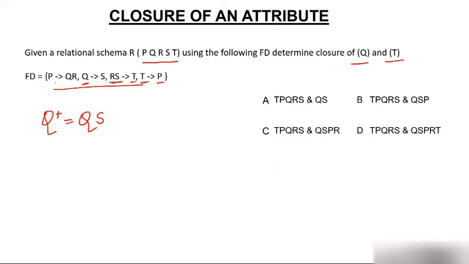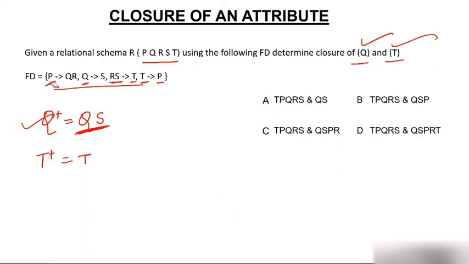Again move. Is P over here? No. Is Q? Yes, Q is there, and I've already determined S. So with the help of Q, you can only determine two attributes, Q and S. Now take the closure of T, as your question is to find the closure of Q and closure of T. So closure of T will have T.